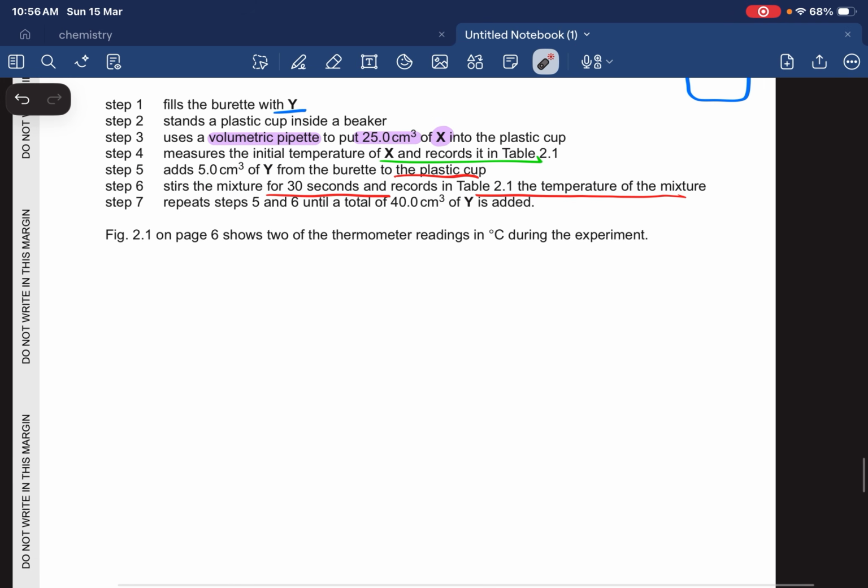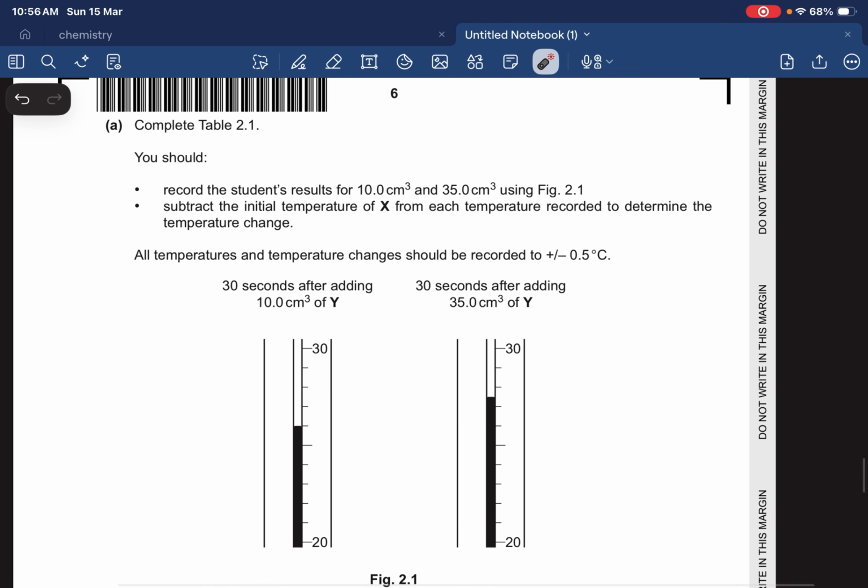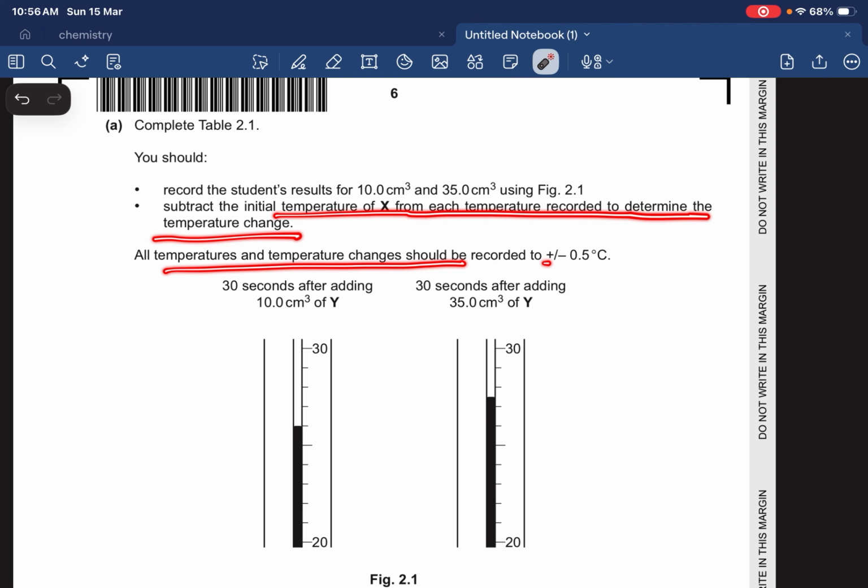Table 2.1 on page 6 shows thermometer readings in degrees Celsius during the experiment. Complete table 2.1, record the student's result for 10 cm cube and 35 cm cube. Subtract the initial temperature of X from each experiment recorded to determine the temperature change. All the temperature changes should be recorded to plus minus 0.5.